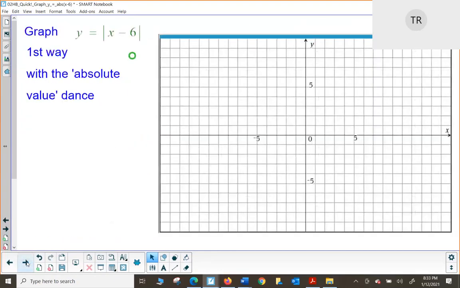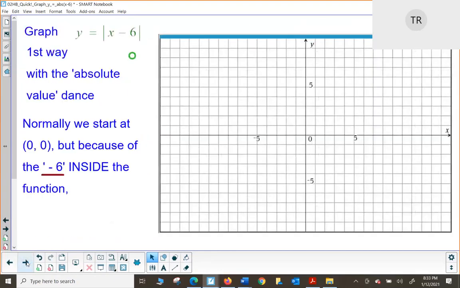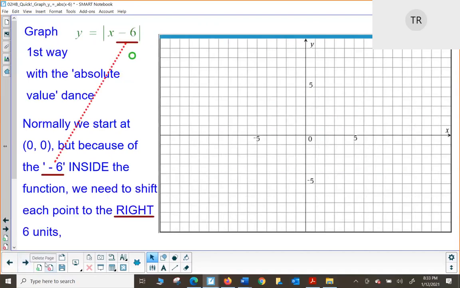First is with the absolute value dance. Normally we start at the origin on the absolute value because that's where the vertex is of that V, okay? But because of the minus 6 inside the function, we need to shift each point to the right 6 units. We've talked about this before. And so (6, 0) is where my initial point, my vertex, is going to be.